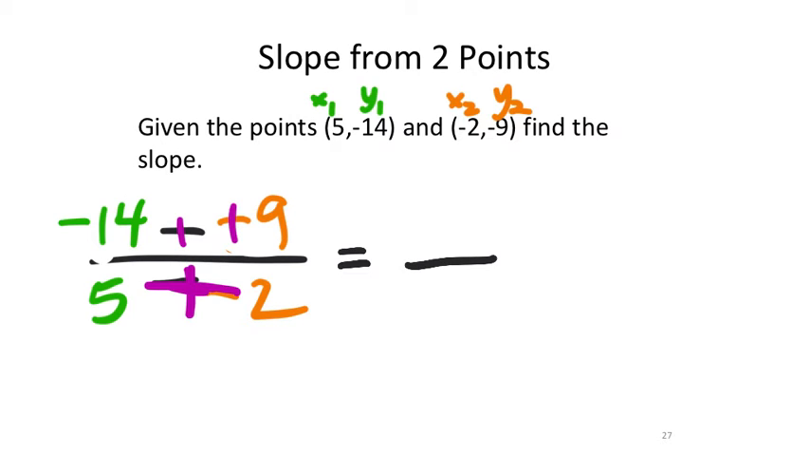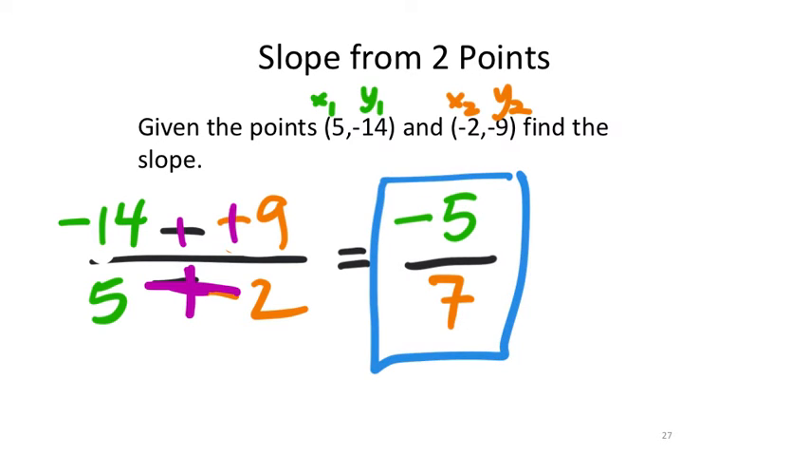So in the numerator, negative 14 plus 9 would be negative 5. And then in the denominator, 5 plus 2 would be 7. Now, if this could be simplified, we would, but my recommendation and plea to you is just use the calculator, please, because it will do that very quickly and efficiently for you, and it will also simplify it if it can be.